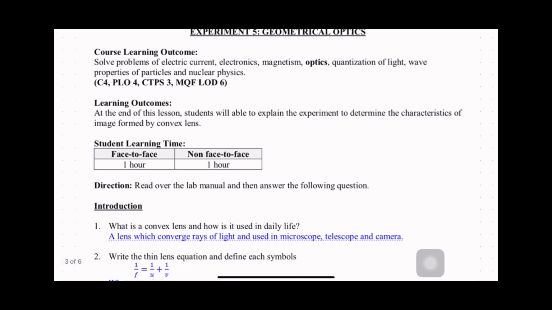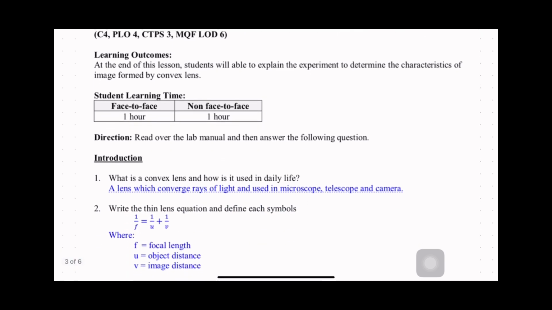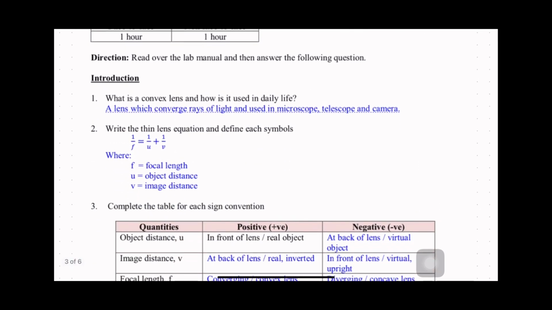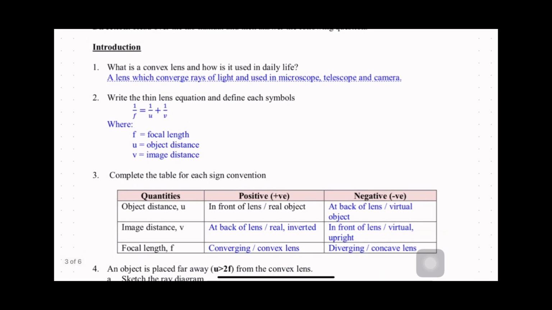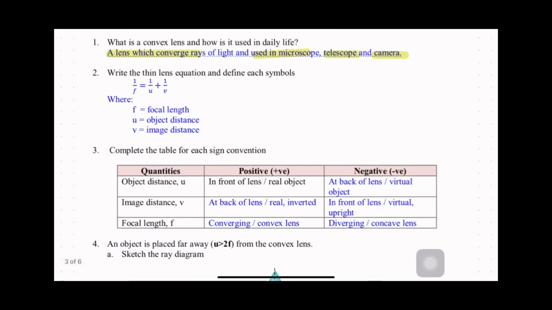Okay, next is pre-lab experiment 5 geometrical optics. First you read over the lab manual and then answer the following questions. Introduction: what is a convex lens and how is it used in daily life? A lens which converges rays of light and is used in microscope, telescope and camera. Write the thin lens equation and define each symbol. Okay, nanti you buat lah. 1 over f is equal to 1 over u plus 1 over v, where f is focal length, u is object distance, and v is the image distance.